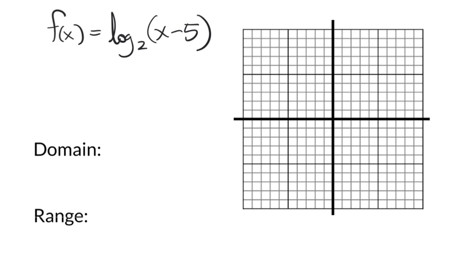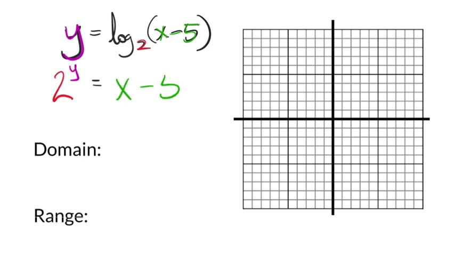So the f of x, though, I'm going to change that into just a y, just so it doesn't look so funky. We're going to show this as a y. Now, changing this into exponential form, we have over here a base 2. So it is going to be base 2 to the power of what the log equals, which is y in this case, and then that would equal the inside of that parentheses, whatever it's the log of. In this case, it's log of x minus 5.